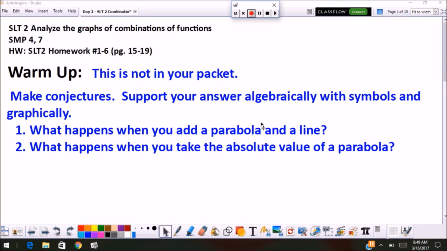Okay, it says make conjectures, support your answer algebraically with symbols and also graphically. What happens when you add a parabola and a line? So for number one, I'm just going to randomly come up with any algebraic parabola. I'm going to use y equals x squared plus 2x plus 3. And the line I'm going to add to that is y equals 4x plus 5.